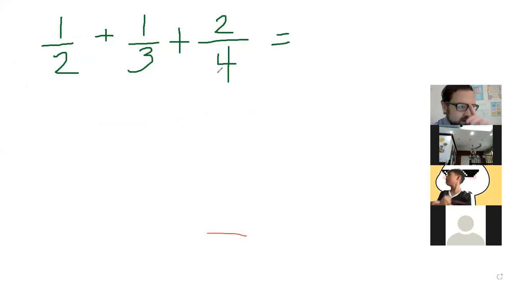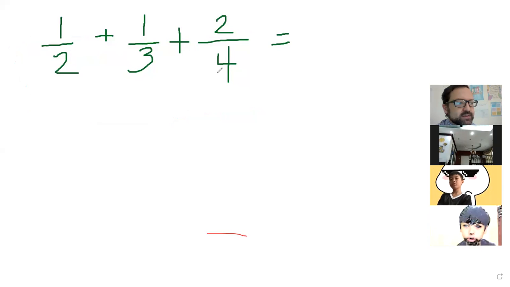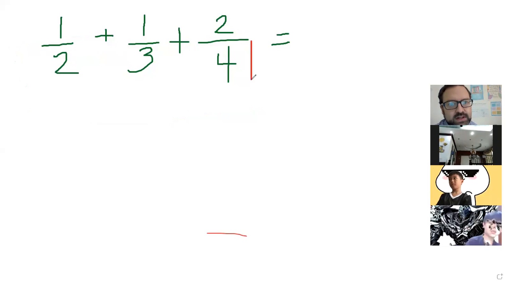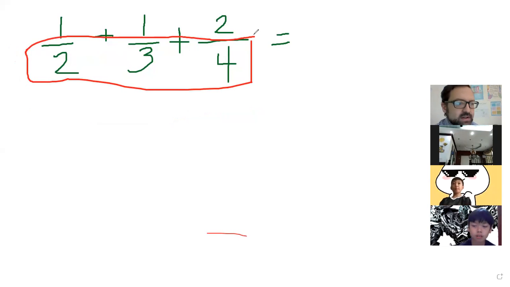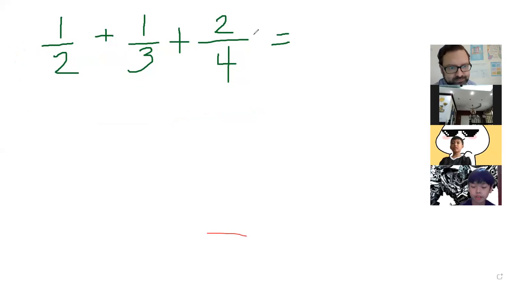Okay. We can solve this a bunch of different ways. But if I look at the denominators, we have a 2 and a 3 and a 4. All right. I know that 12 is a multiple of all three of these numbers. So I'm going to change all these numbers to 12s here.